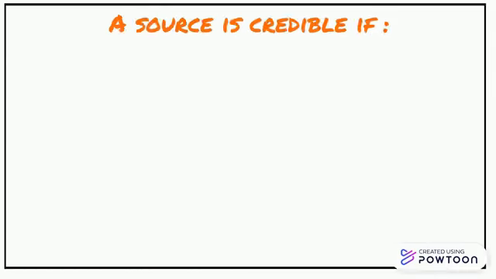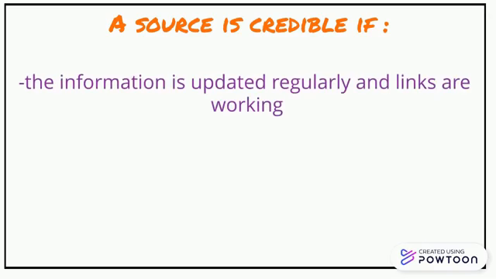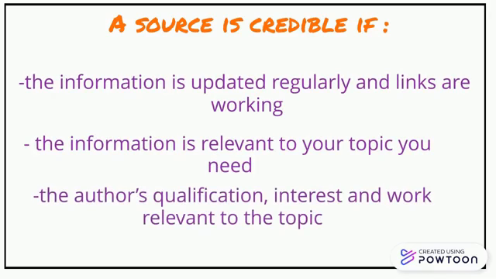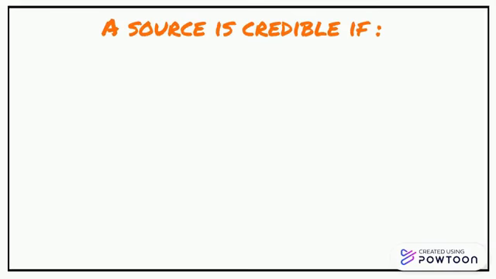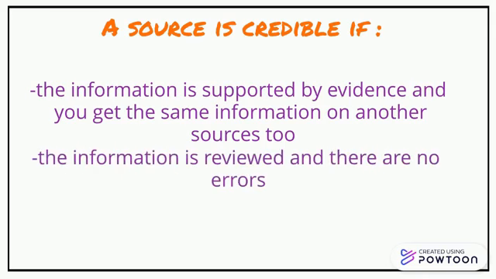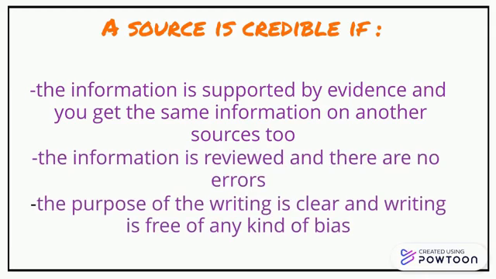After considering all these aspects, you can consider a source credible if the information is updated regularly and the links are working. The information is relevant to the topic that you need. You find the author's qualifications, interests, and work relevant to the topic he or she is writing about. The information is supported by evidence and you get the same information in other sources too. The information is reviewed and there are no errors. The purpose of the writing is clear and the writing is free of any kind of bias.